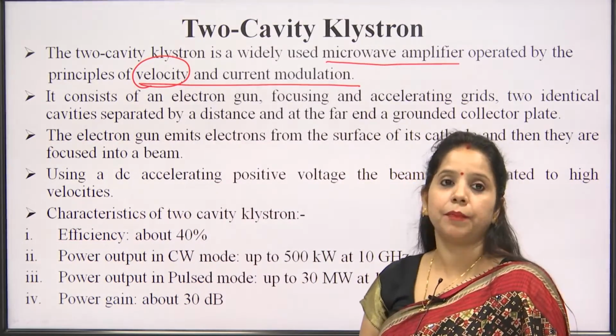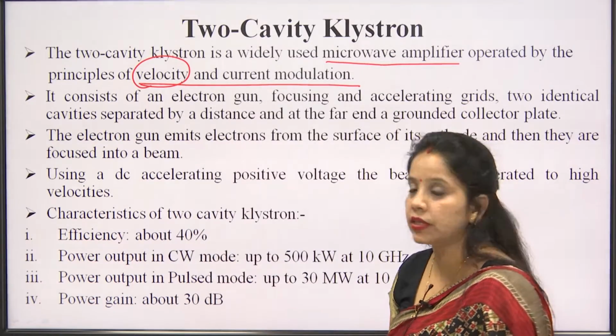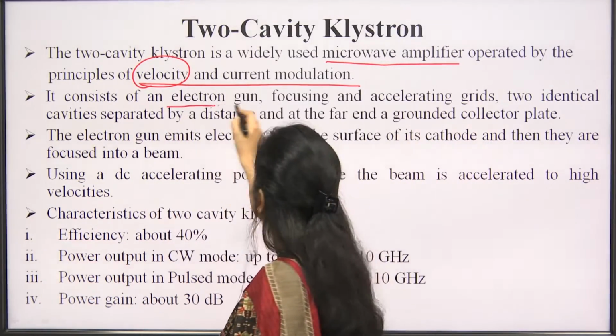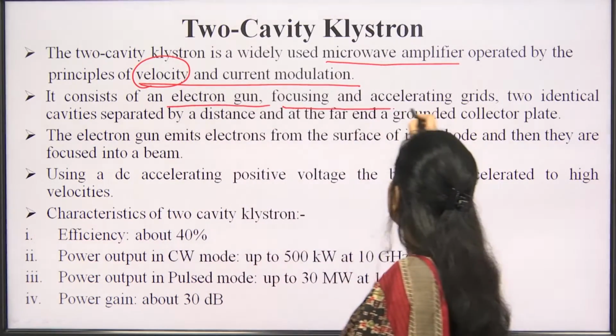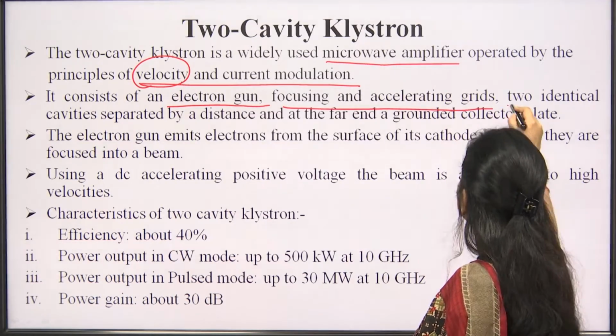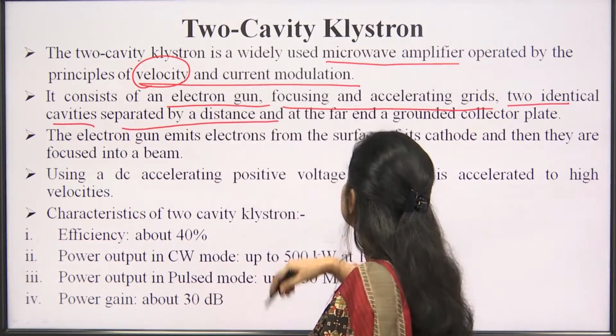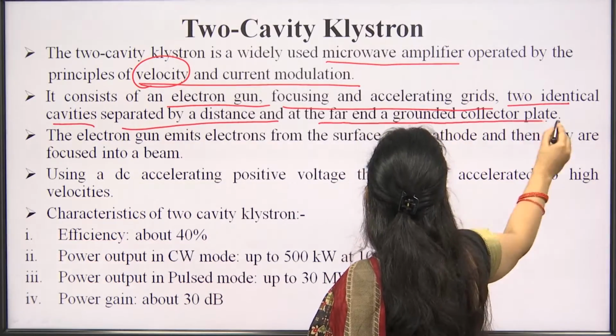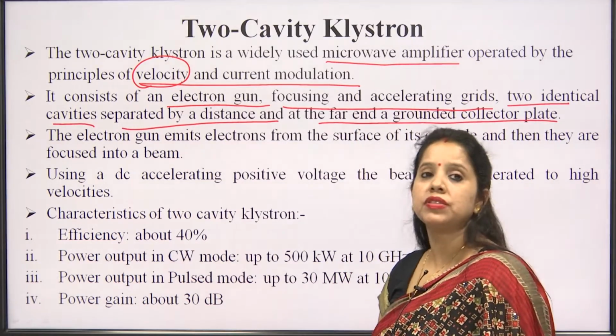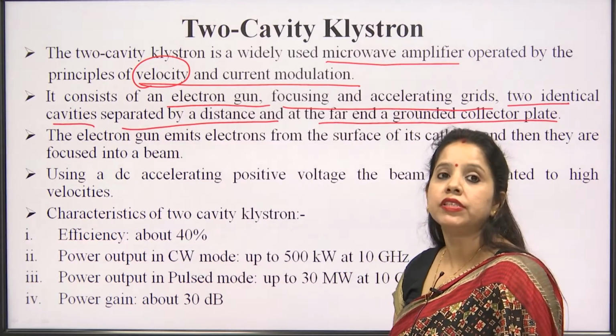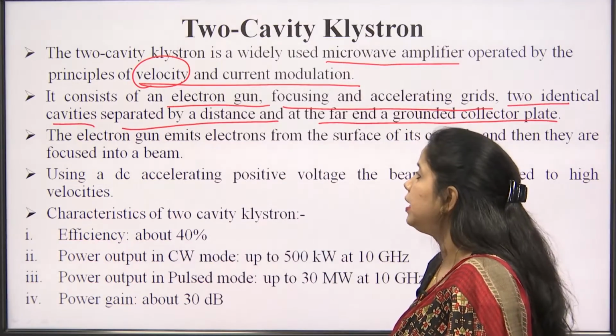So, what are the basic components associated with the two-cavity klystron? The first is the electron gun, then focusing and accelerating grids, two identical cavities separated by a distance, and the far end grounded collector plate. These are the basic components of the two-cavity klystron.